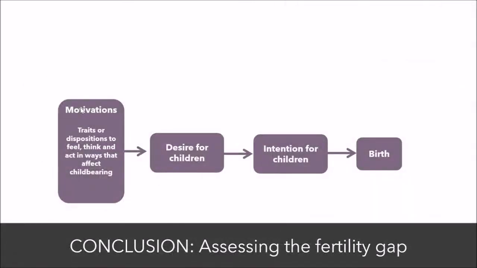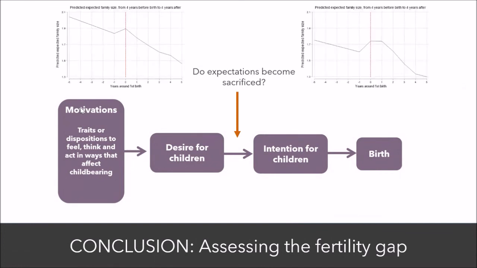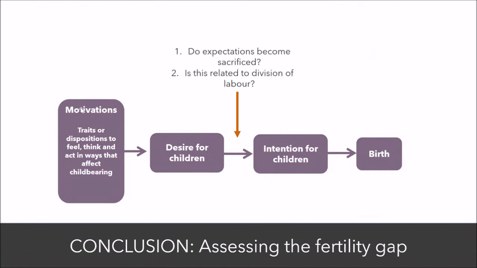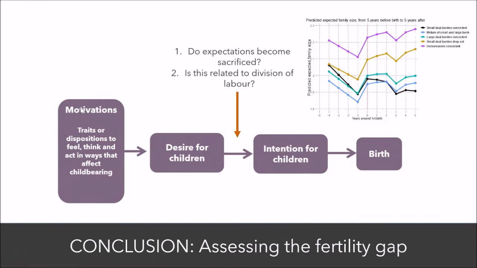So to conclude, firstly, I explored: do expectations become sacrificed over time among one-child women? And indeed, it seems so: before first birth, they intend in and around more like 2 children, and after first birth, it really plummets. And is this related to division of labour? As I said, this is still ongoing work, and I need to do much more sensitivity analysis, but what was clear is that female homemakers and women who aren't involved in the labour market have quite different trajectories compared to those who are.